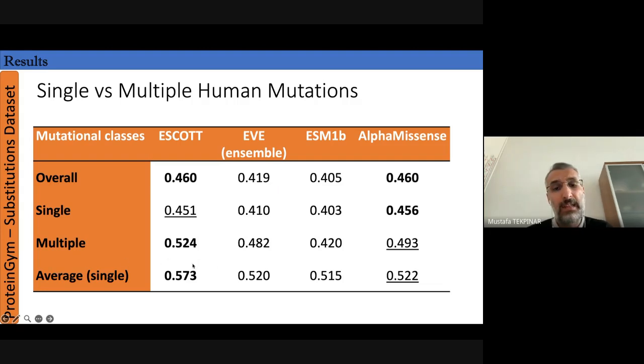On the final line, we are not checking the variant effect, but we are checking which method predicts the mutational sensitivity of a position. And you can see here that PRESCOTT predicts the mutational sensitivity of a position better than AlphaMissense. And even ESM1B is behind our method.